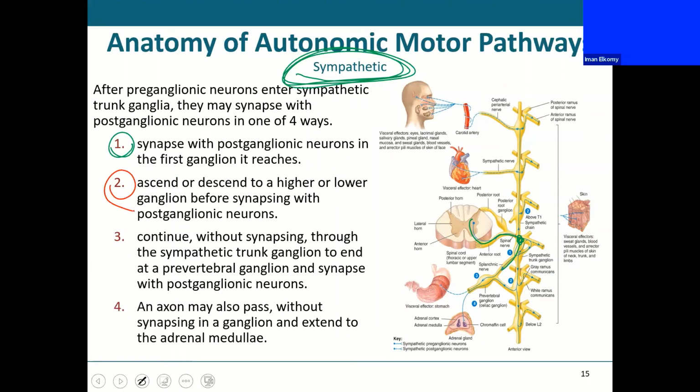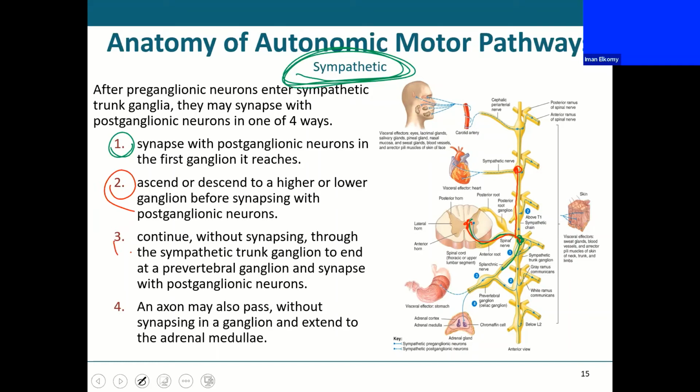Number two: I can have this motor neuron come in to the ganglia, but instead of synapsing, it can go up or down and then synapse in a different ganglia on a postganglionic neuron. So now we're using this sympathetic trunk like an elevator. Come into the ganglia, go up, go down, and then find your postganglionic neuron.